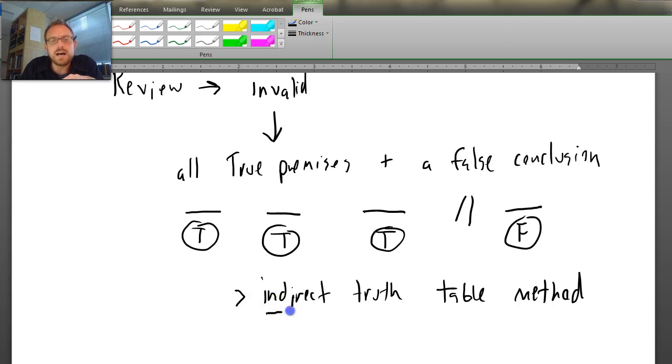So if you haven't seen it yet, watch our video on the indirect truth table method first prior to watching this video. Or as well, we've also had a video on the counterexample method. This is from chapter 1. Take a look at that. We're going to be reviewing that now.